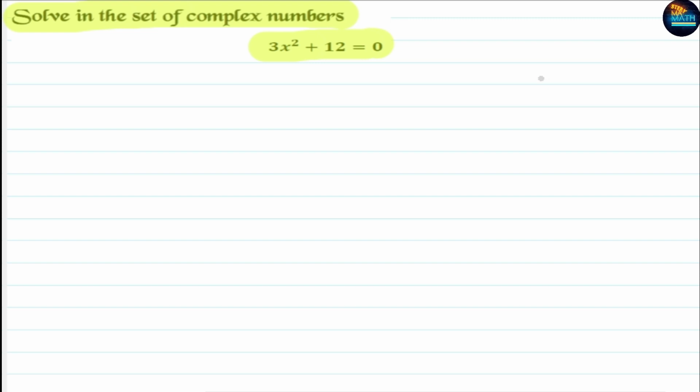Before solving the equation, let's take a look at the square root of negative 9. How to get the answer? You know that the square root of negative 9 doesn't belong to the real numbers, but it does belong to the complex numbers because you have a negative underneath the square root. But how to get the answer?